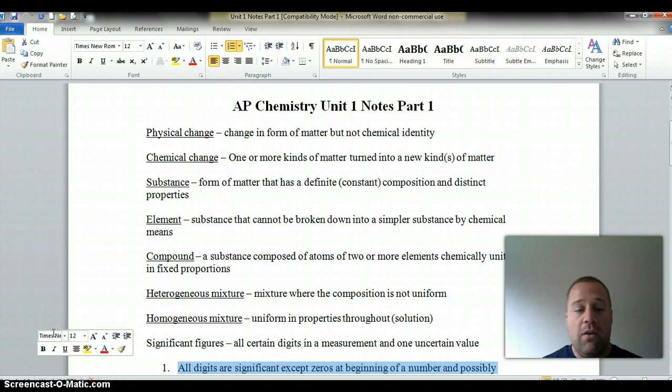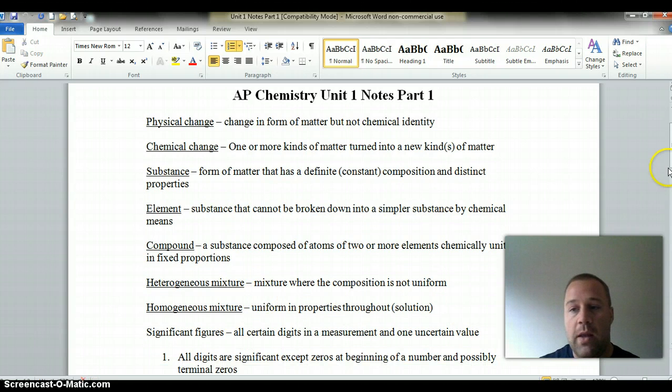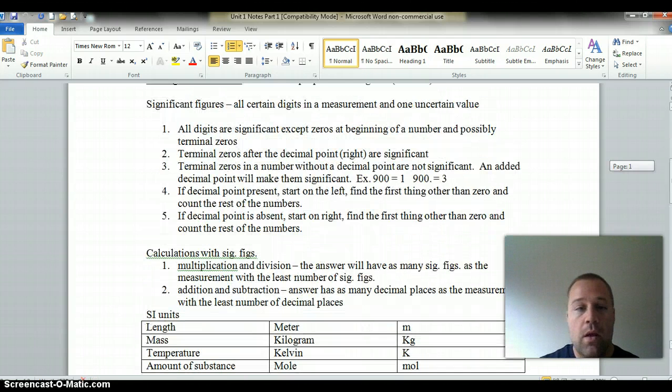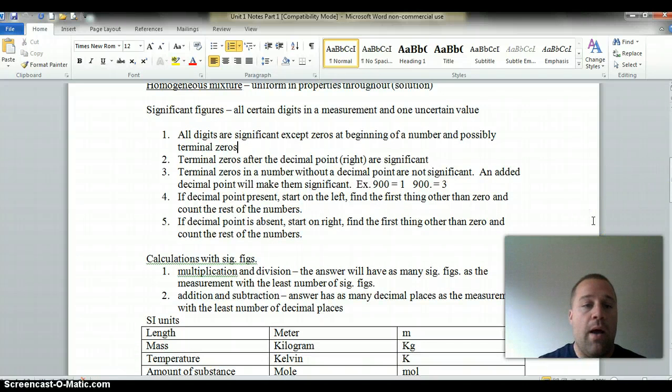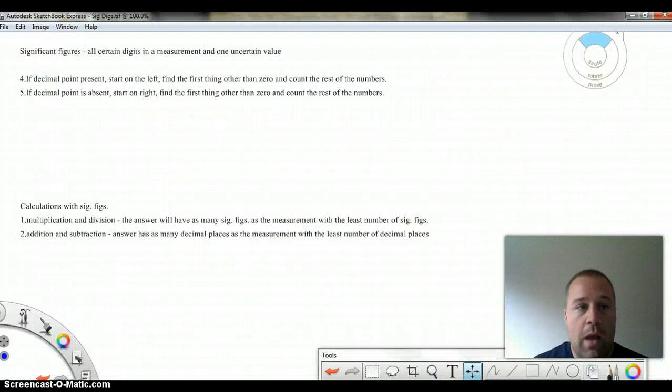For the significant figures portion on here, as I scroll down a little bit, you can see there are 5 different rules. Really, the big rules are number 4 and number 5, and I'm going to switch programs here to go through those two things as well as the calculations. So, as you can see on here, significant digits, if there's a decimal point present, you start on the left, find the first thing other than 0, and count the rest of the numbers.